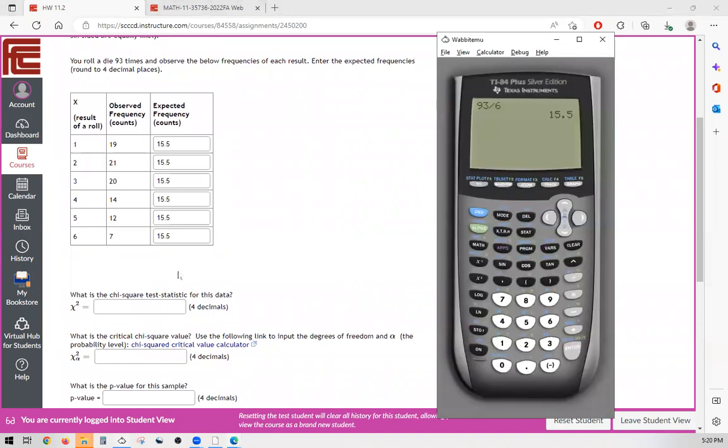I'm just going to use the chi-square GOF test. If you need to refer to it, you can always rewind if you don't have the TI-84 and you need to do it the other way. But just to speed things up, I'm going to use the chi-square GOF test. Oh, I forgot to input the observed and the expected. The observed are these numbers, and the expected is all 15.5 because we're expecting all of them to be the same. Okay, 15.5. And then we're going to run the chi-square GOF test.